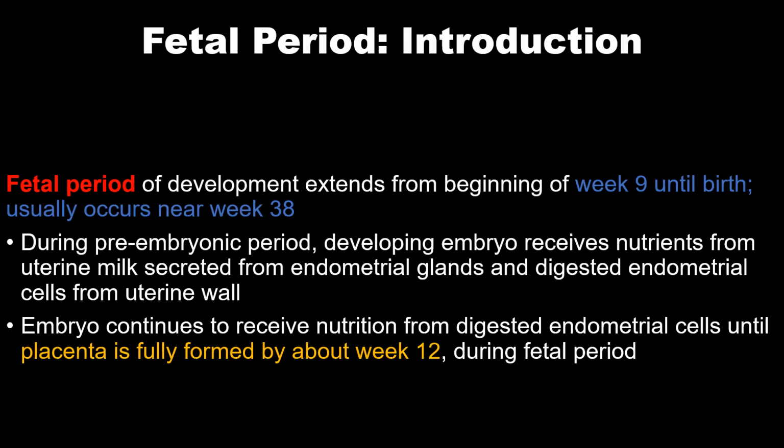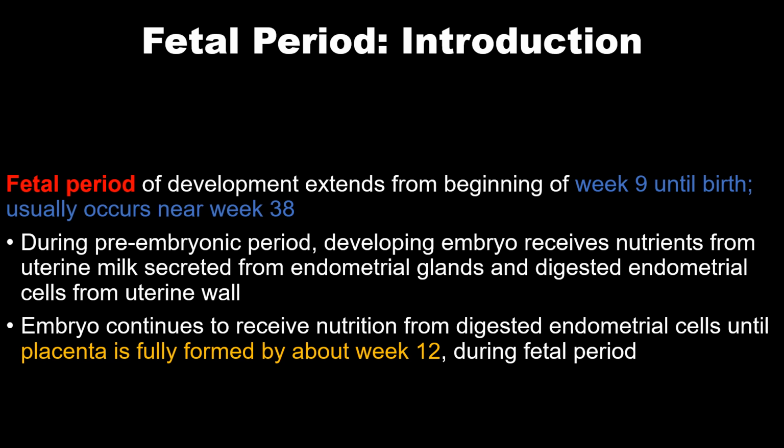Now, the fetal period of development typically goes from week 9 until birth, which is usually somewhere around week 38. And by the 12th week, the placenta is fully functional and provides nutrition to the fetus for the rest of this gestation period. For this section, we're going to look at the development of both the placenta and the fetus during this period, and then we're going to finish with a big picture look at prenatal development.